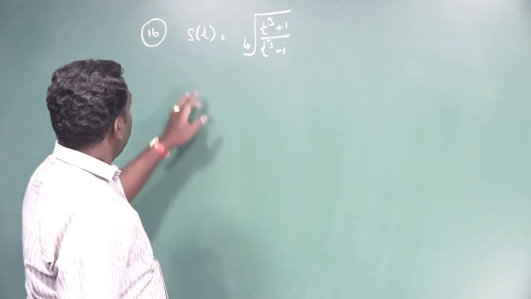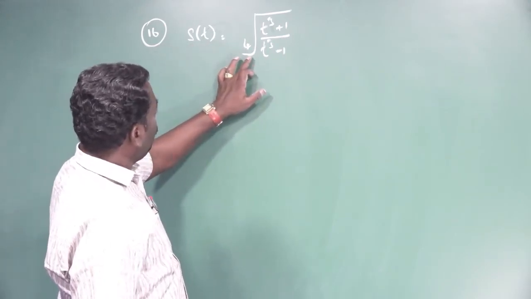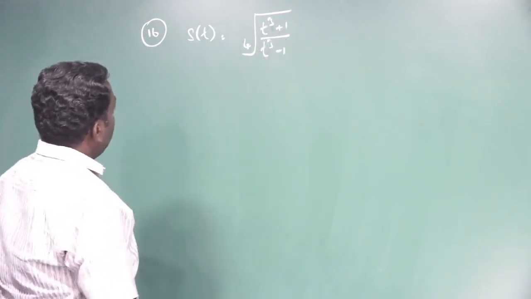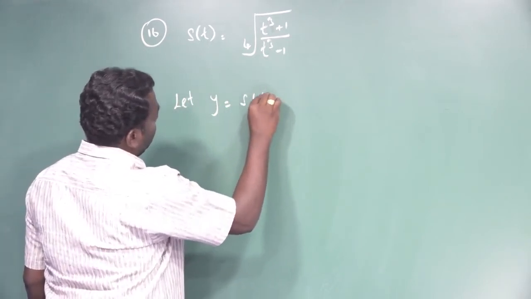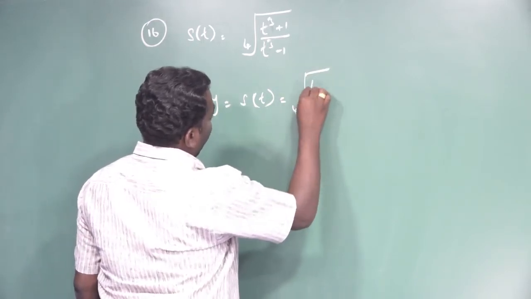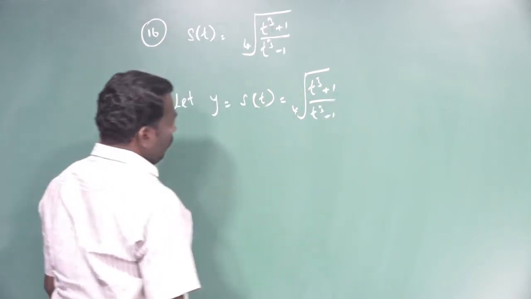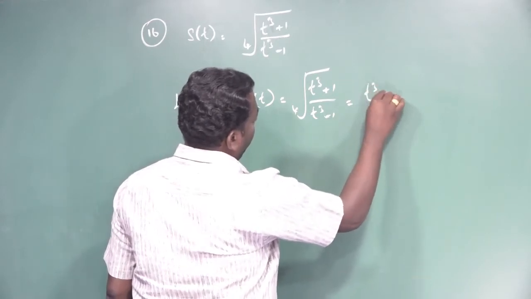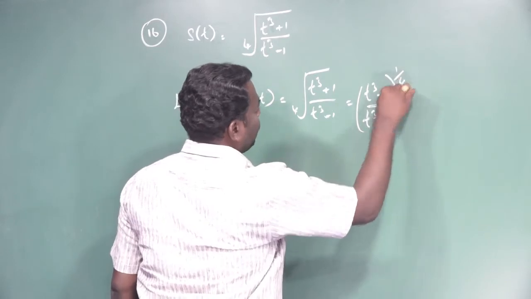The next one, 16: s of t equals the fourth root of t cube plus 1 by t cube minus 1. Now let us consider y equal to f of s of t, that is equal to the fourth root of t power 3 plus 1 by t power 3 minus 1. Now the fourth root we can write as t power 3 plus 1 by t power 3 minus 1, whole power 1 by 4.